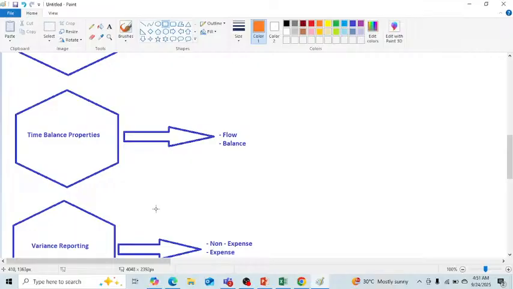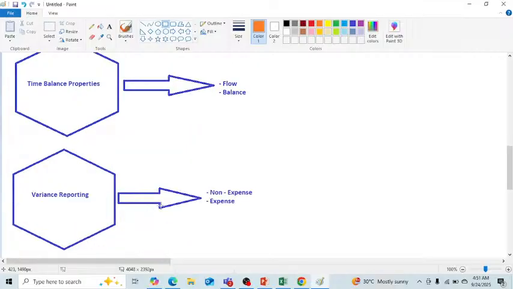Then there is variance reporting. This is an account specific property that dictates how variance is calculated and displayed. Under this we have discussed the non-expense and the expense components. For revenue-like accounts, a positive variance is favorable, and Essbase calculates actual minus budget. As far as expense is concerned, for expense-like accounts, a positive variance is unfavorable, and Essbase calculates budget minus actual. So this is a powerful property that standardizes variance reporting across your application, ensuring consistency without needing to write custom formulas for every variance member.